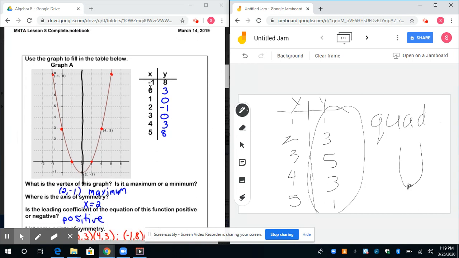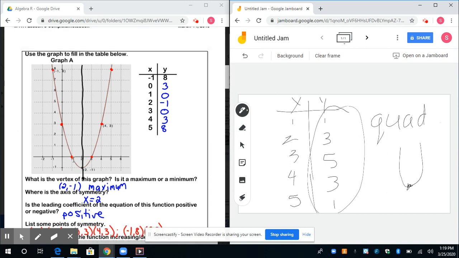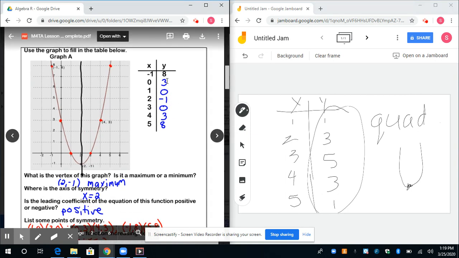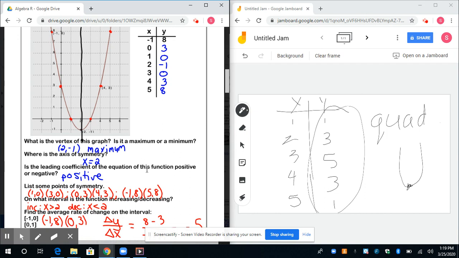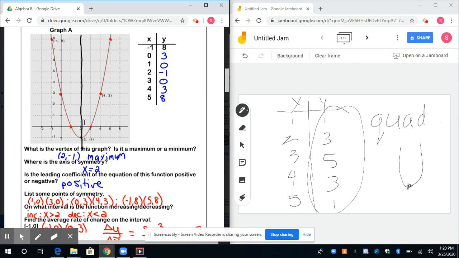So just looking at this graph, I filled in the values for you. Looking at each point here, we have -1, 8, 0, 3 from the left, 1, 0, and then 2, -1, and then we see that the values are repeating over here in the y's. You would say our turning point would be 2, -1, which we call the vertex, which we've used before. Is it a maximum or minimum? It should say minimum. It says maximum, so just get rid of that. Whereas the axis of symmetry is at x equals 2.